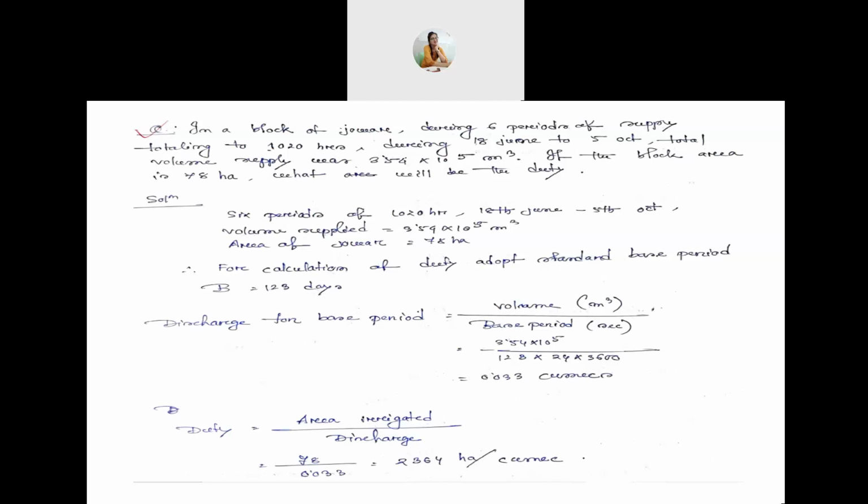So therefore, finally, we can deduce duty. What is the formula for duty? Duty is equal to area irrigated divided by discharge. Area irrigated was given as 78 hectares. So 78 divided by the discharge that we found out, 0.033. So the answer is 2,364 hectares per cumec. You can note down the sum if you want to.